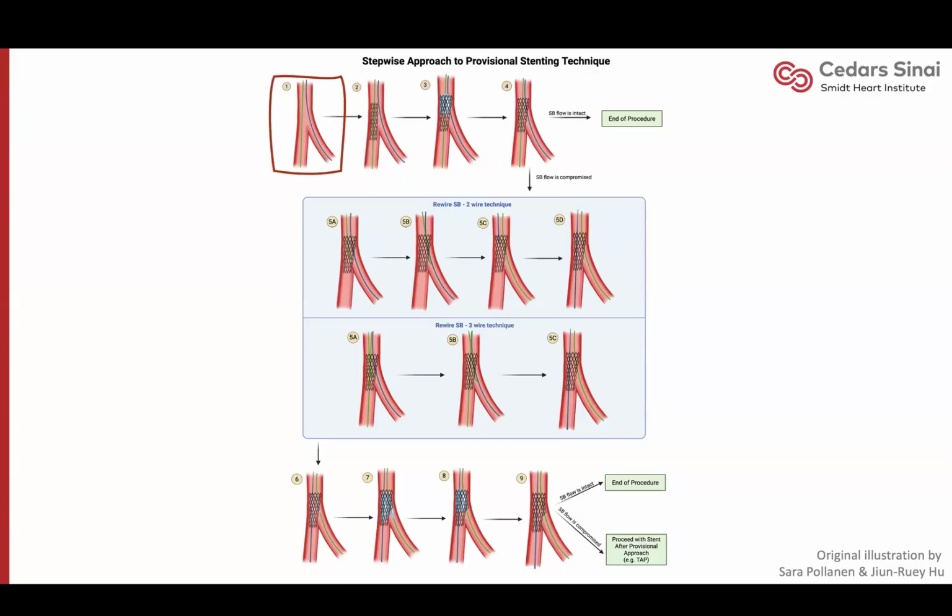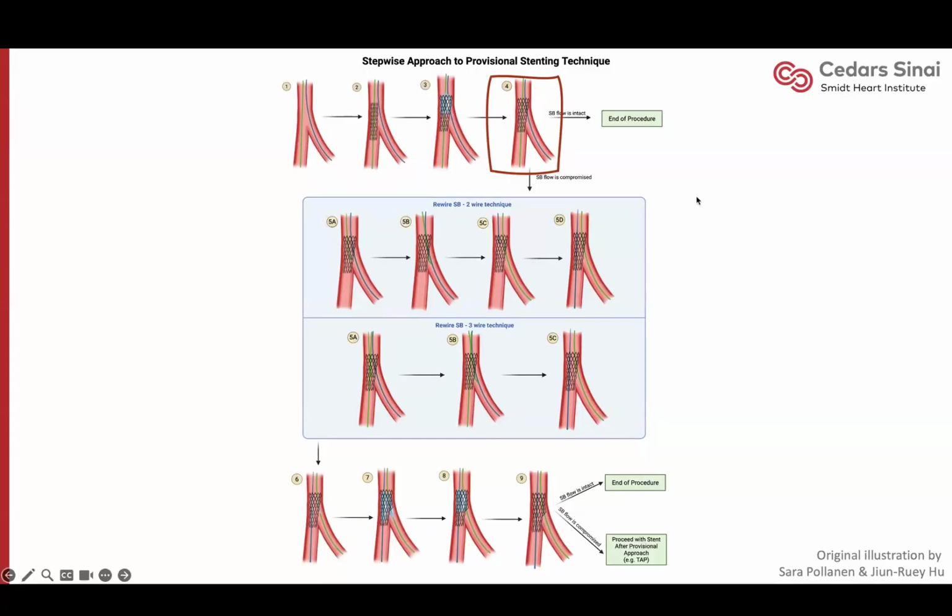First, wire the main vessel and the side branch. Second, advance the stent into the main branch and deploy the stent. Third, advance a balloon in the proximal segment of the main vessel and perform POT, proximal optimization technique. Fourth, remove the balloon from the main vessel and perform an angiogram to evaluate flow in the side branch.